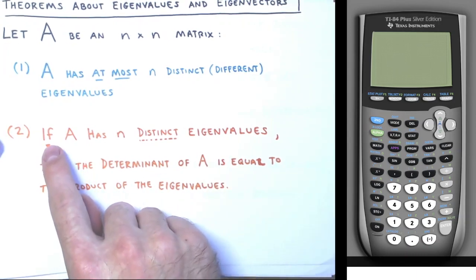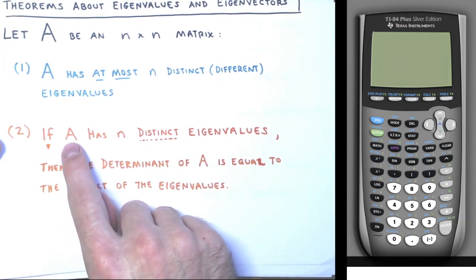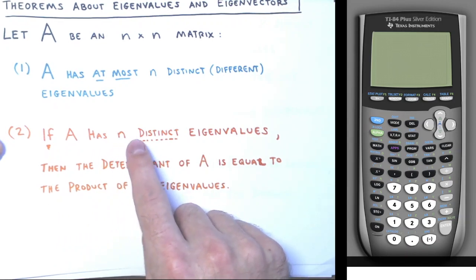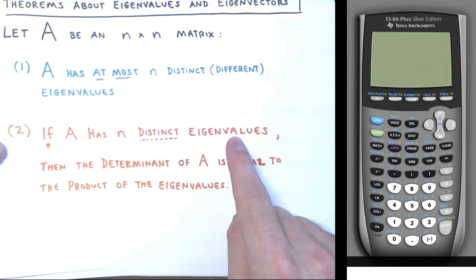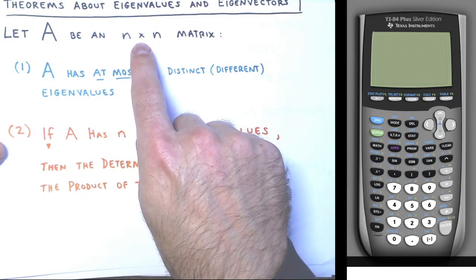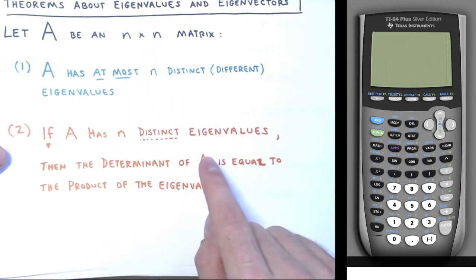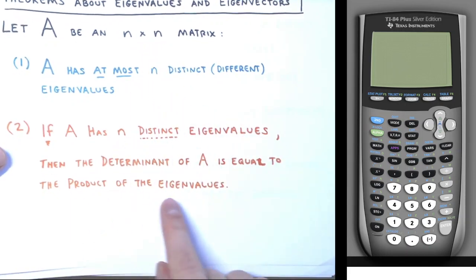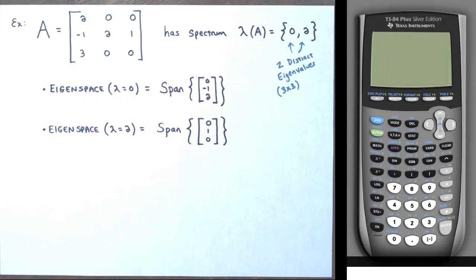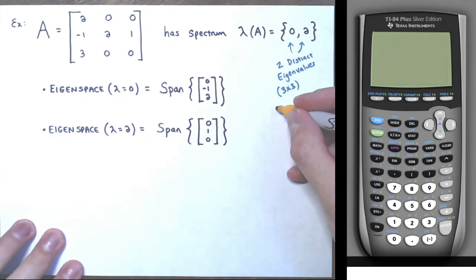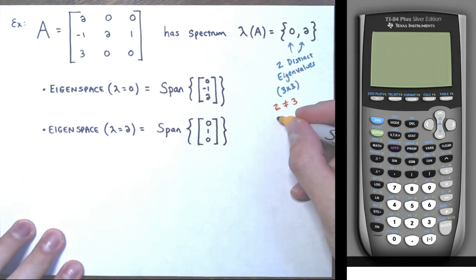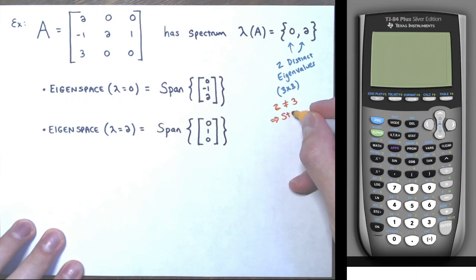Statement 2 starts off with: if A has exactly n distinct eigenvalues, then the determinant of A will be equal to the product of the eigenvalues. So this is a 3 by 3 matrix, so n is 3. Statement 2 does not apply, right? 2 is not equal to 3. So statement 2 that I had earlier does not apply.